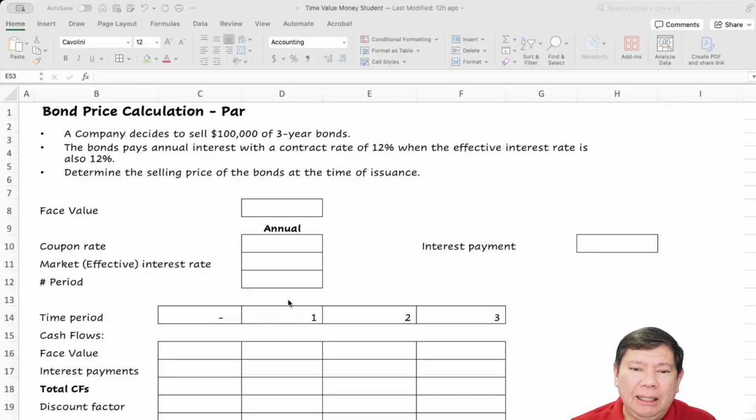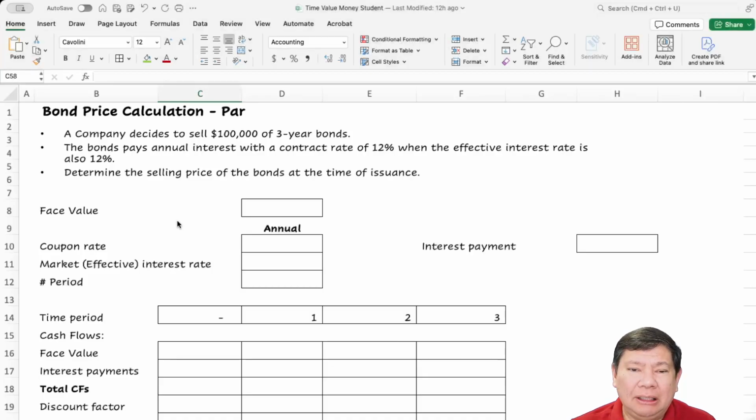Hello everyone. In this video, we're going to look at how to calculate a bond price issued at par. Bonds are issued at par when the coupon rate is the same as the market or effective interest rate. So a company decides to sell $100,000 of 3-year bonds.